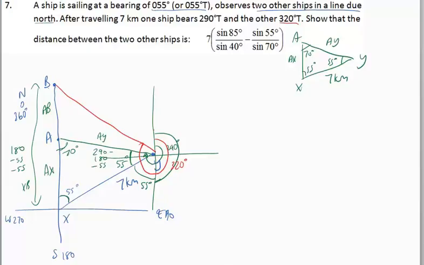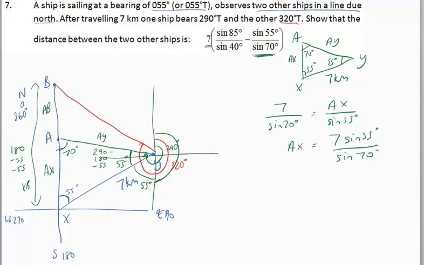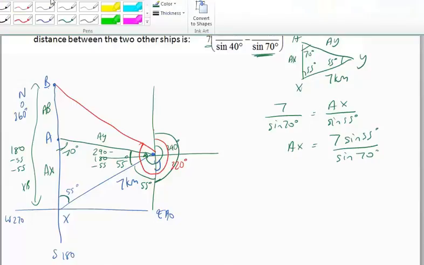So here we have 7 on our opposite angle, sine of 70 degrees is equal to our length AX divided by sine 55 degrees. We rearrange and we have AX is equal to 7 sine 55 degrees divided by sine of 70 degrees. And we look at our formula at the top, we've got this part and this part, so that's looking nice and positive, isn't it?